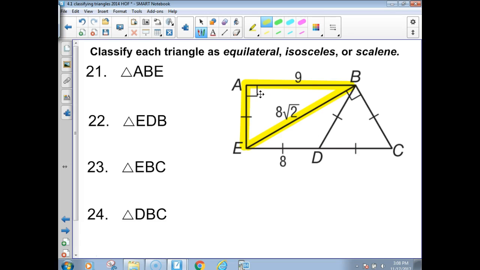All right. So first we're talking about ABE. What kind would it be? I'm trying to decide if it's scalene, isosceles, or equilateral. No sides are the same, so it's scalene.